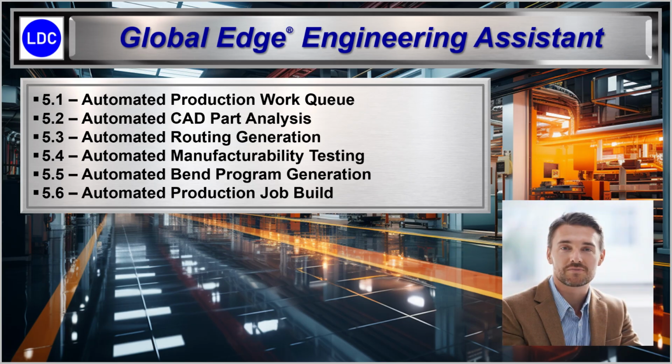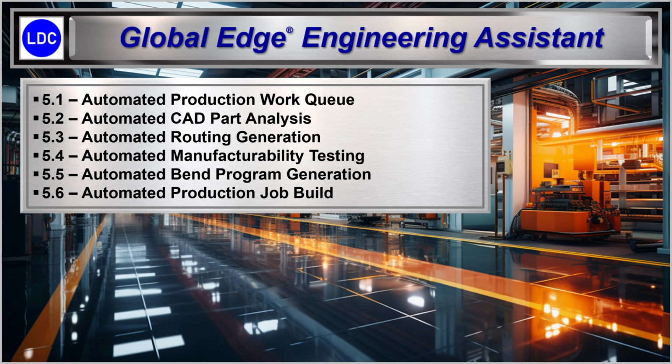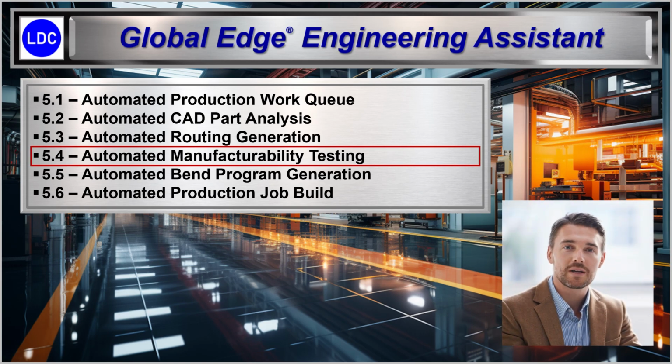Step 5.3 features automated routing generation, a capability that analyzes CAD part parameters and matches them to optimal manufacturing processes, bend processes, and machine tool parameters to produce optimized routing steps, including accurate time and material cost rollups. Step 5.4 performs automated manufacturability testing, which compares CAD part parameters with the corresponding bend process to identify potential fabrication errors before the design is released from engineering to production.